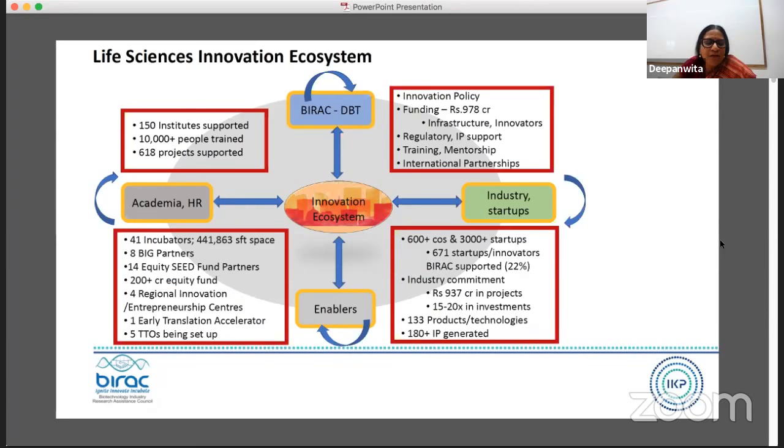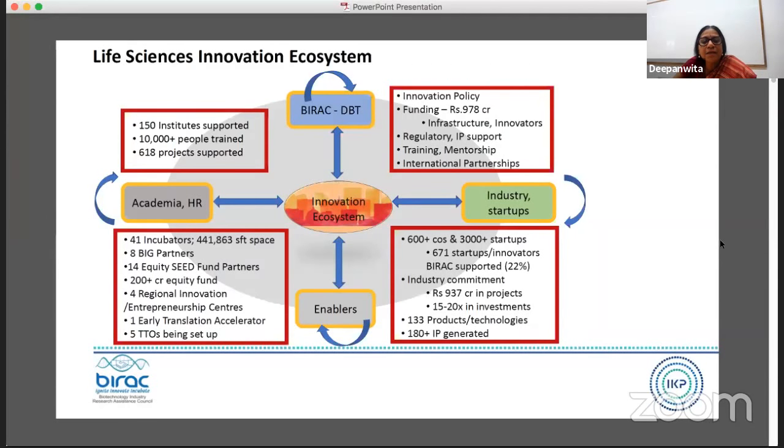There are 4 regional innovation and entrepreneurship centers set up by BIRAC. And IKP is very proud to say that we are one of them, BRIC, BIRAC Regional Innovation Center at IKP in Hyderabad. And there's 1 early translation accelerator and 5 tech transfer offices are being set up, as Dr. Alka Sharma mentioned. And this is extremely important because I understand there are a lot of researchers and startups participating today in this webinar, and these are regional TTOs that are being set up, and they would serve a very important component in seeing how quickly the research and the innovation can be translated and commercialized.